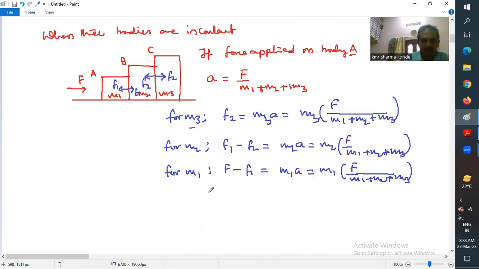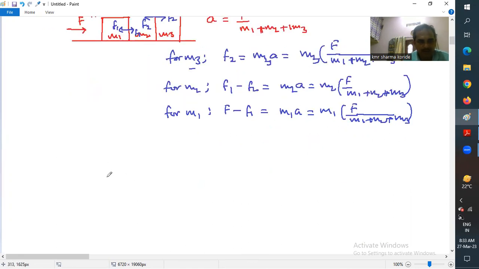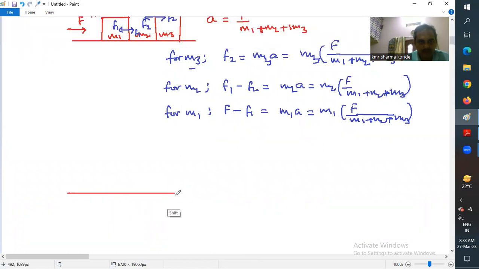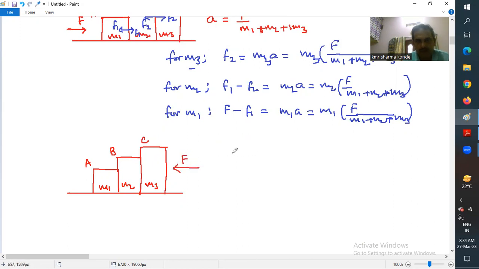Next, suppose in this particular case, a force capital F is applied on M3. So let us discuss that. This is once again a horizontal surface. This is the body of mass M1, let us say this is A. Then this is going to be M2, B, and this is going to be M3, C. Now force applied on M3. So once again the common acceleration remains the same, F by M1 plus M2 plus M3.